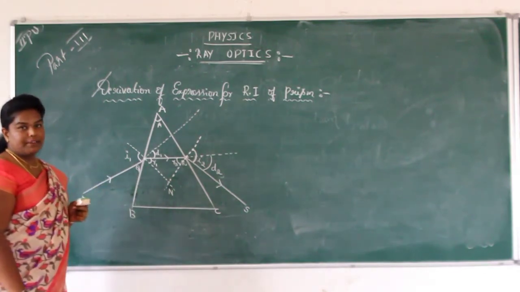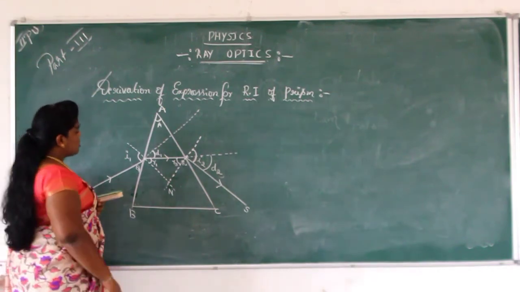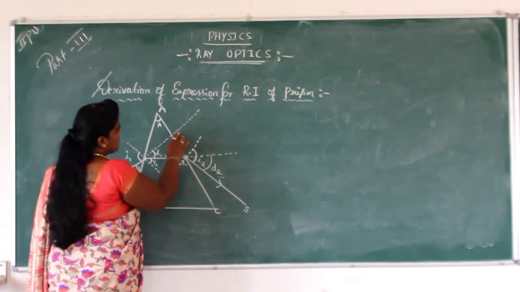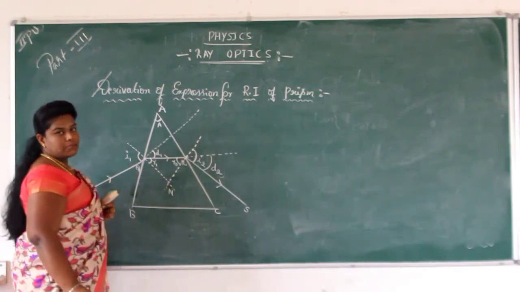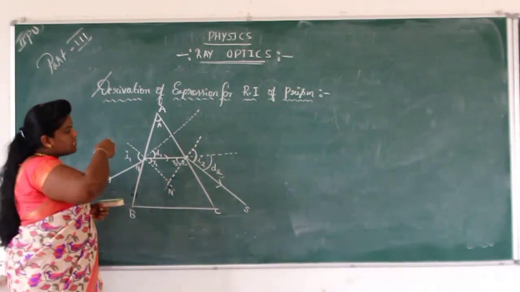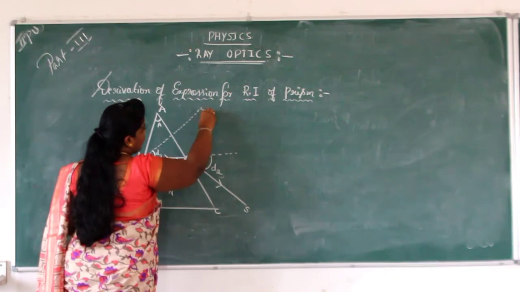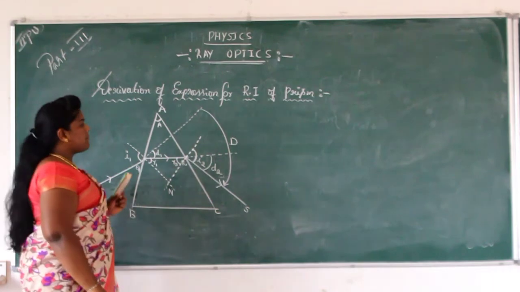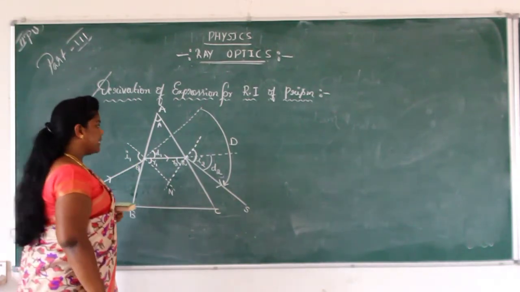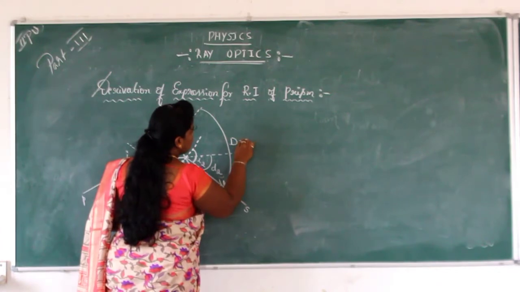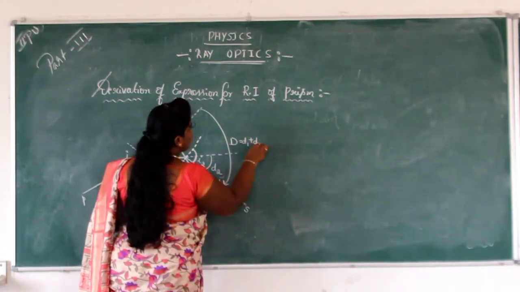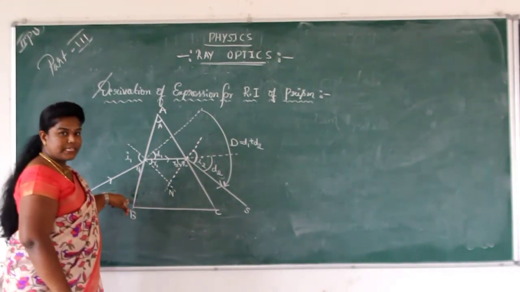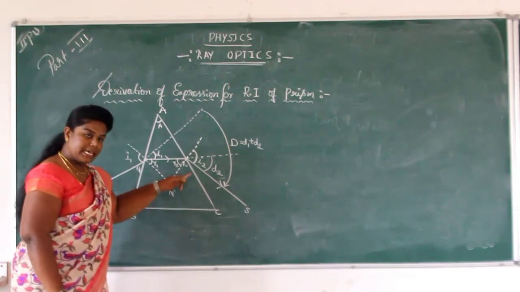How to write the total deviation? See, my dear students, here the ray of light PQ is going to travel in the same direction if the prism is absent. But due to the presence of the prism, it has been deviated to this direction, so this angle of deviation is represented by the symbol capital D. That is the total deviation produced by the prism, which is equal to the sum of the two deviations produced by the prism at the first refracting surface AB and the second refracting surface AC.